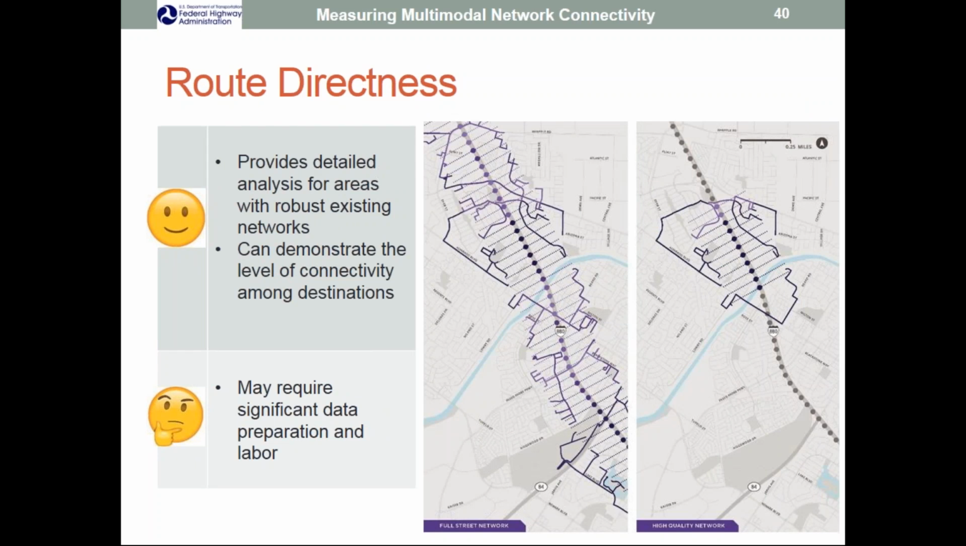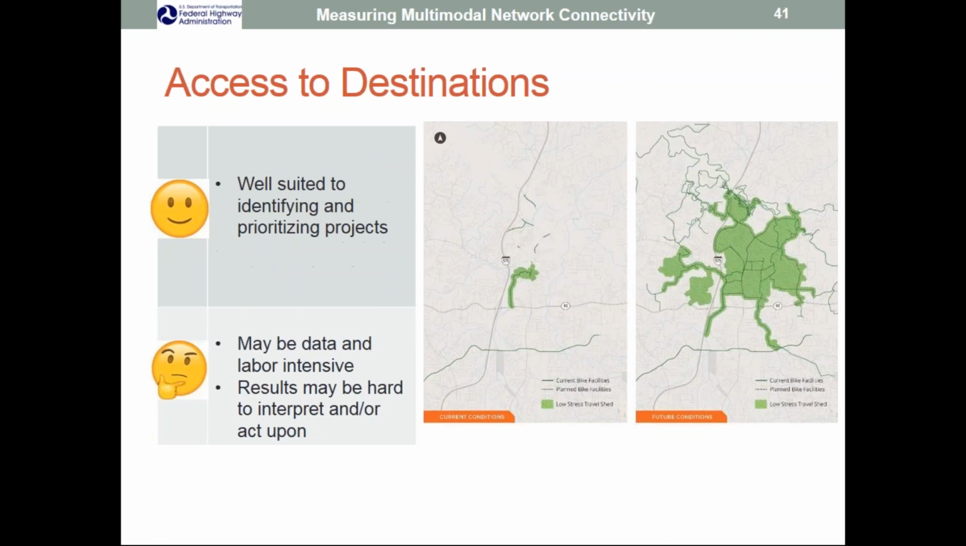So considering quality can add to that more meaningful metric. Route directness is really starting to look at where the people are. It can require significant data preparation, but again, it can be a really robust analysis and help develop alternatives. And then access to destinations is another people-based metric, which is looking at identifying and prioritizing projects.